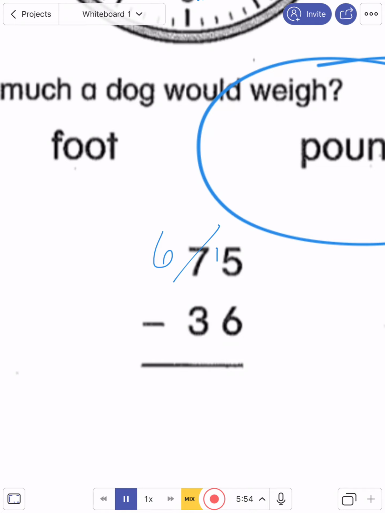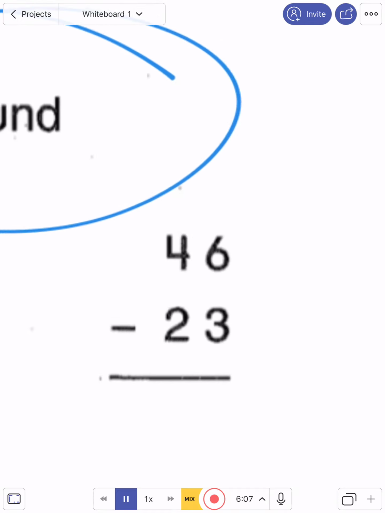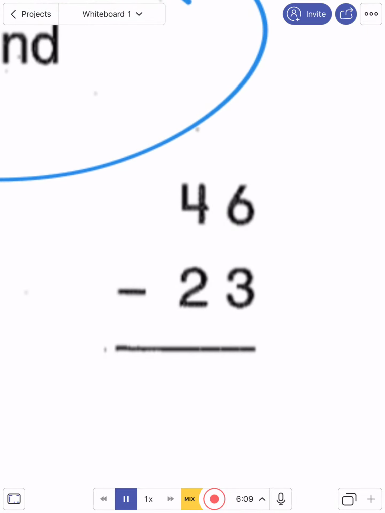Plus it also looks like 15. 15 minus 6 is 9. 6 minus 3 is 3. 39. And the last problem, I can take 3 from 6. That leaves 3. And 4 minus 2 equals 2. So you should have gotten 23.